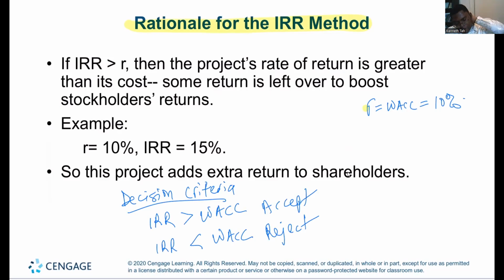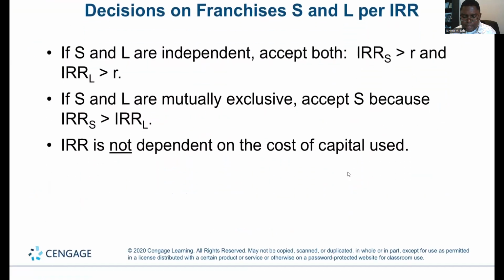For the example we just looked at, we had an internal rate of return equivalent to 15%. And if we are given the WACC, the cost of capital, to be equivalent to 10, then 15 is greater than 10. Internal rate of return is greater than the weighted average cost of capital. So we are going to accept that project. That is how we calculate internal rate of return, and then we make investment decision.